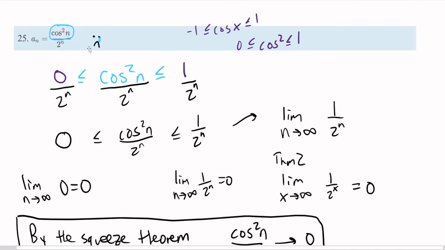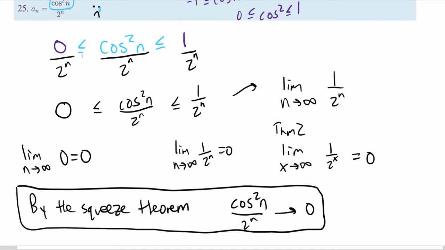How did I do that? I used the squeeze theorem. I bounded the sequence below and above in such a way that both of these go to the same number, 0. That forces anything in between them to get squished, squished, squished down all the way to 0 as well. Squeeze theorem.